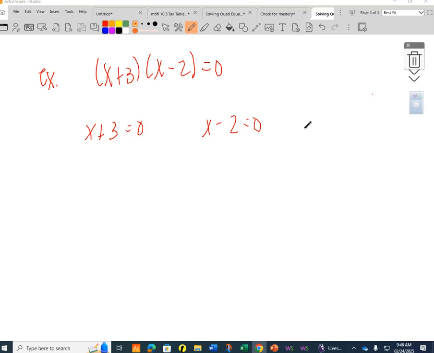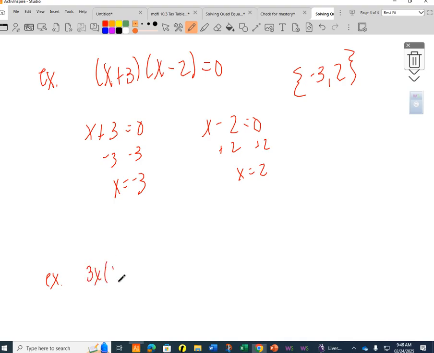Okay, so what do you get for your solutions, Brandon? -3 and 2, very good. So subtract 3 from both sides here, you get -3. Add 2 to both sides here, and you get 2. So our solutions to this quadratic equation are -3 and 2. This equation has 2 solutions.